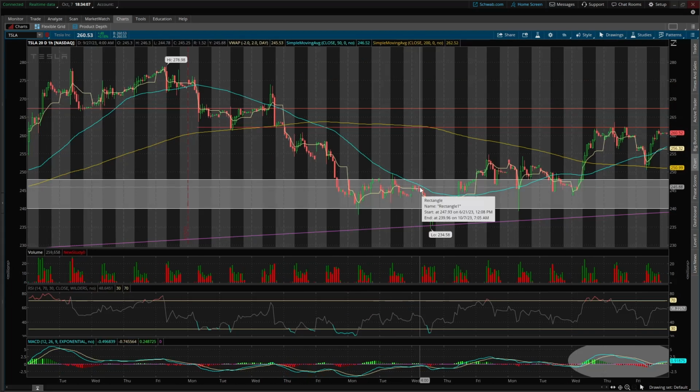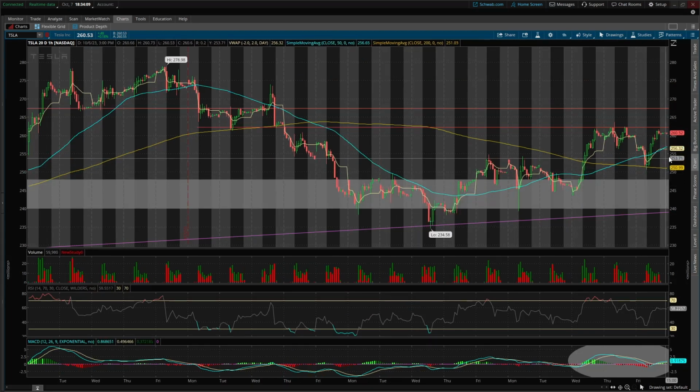Alright, now let's look at the hourly chart. So there we go again, we got the crossover. But there is one thing that I do want to point out, which is the price target levels. I believe one blockade that we're gonna have is a 262 right here.